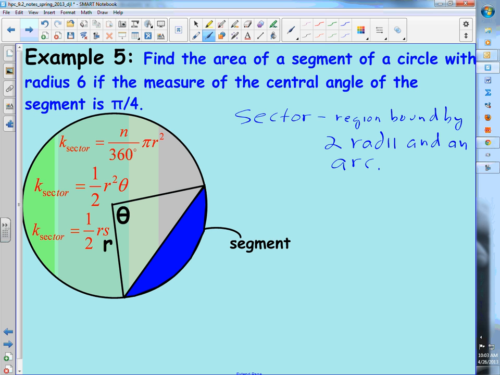Now, a segment of a circle, a segment is a region bound by a, no radii involved on this one, a chord and an arc. So this blue region represents a segment of a circle. A segment of a circle is a chord, which is point to point on a circle, and an arc, everything in between. So it's the crust. It's what you left on the plate.